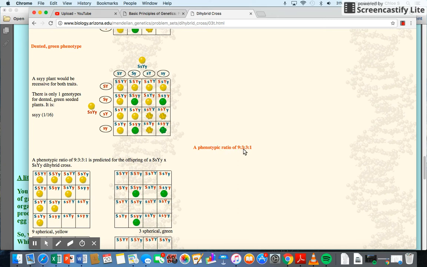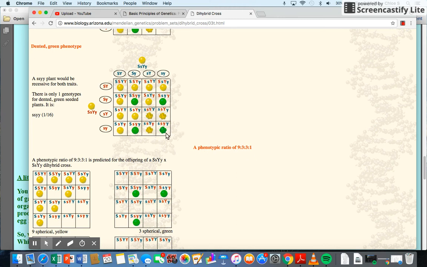The first 3 represents that you have a big S and a little y. That represents the green. So one green right here, one green right here, one green right here. This is still round because it has the big S. The other 3 represents the recessive s. That codes for wrinkled in this case. So you have wrinkled, wrinkled, wrinkled. But since there's an uppercase Y, which means it's dominant for the color yellow, it will produce yellow wrinkled.